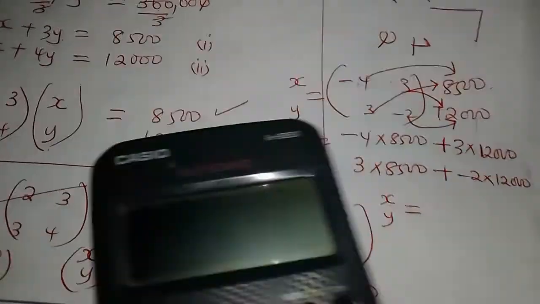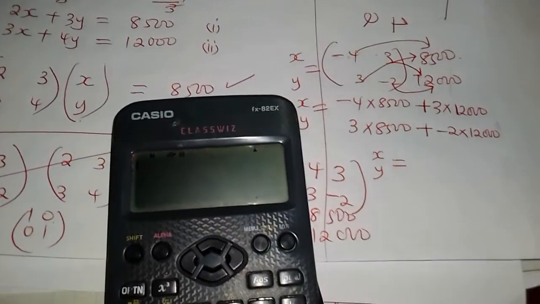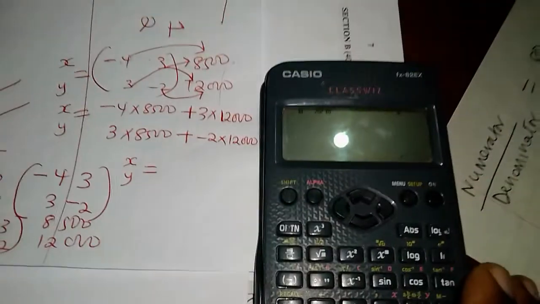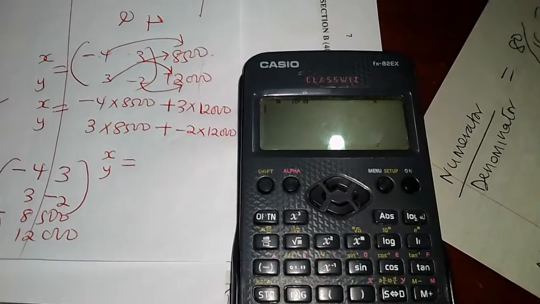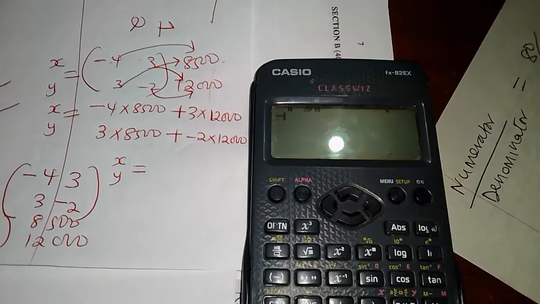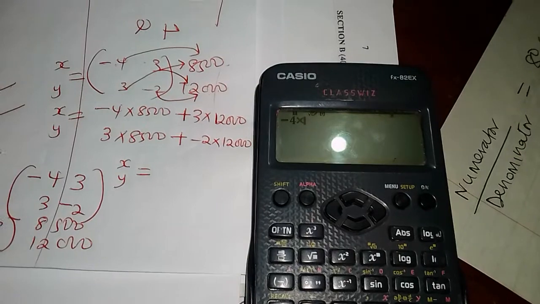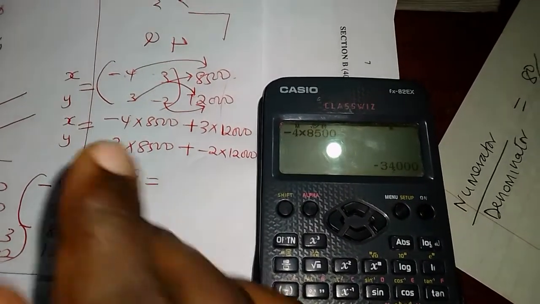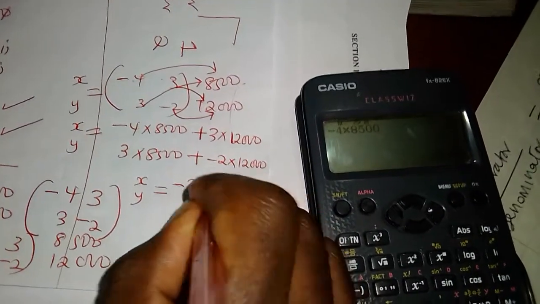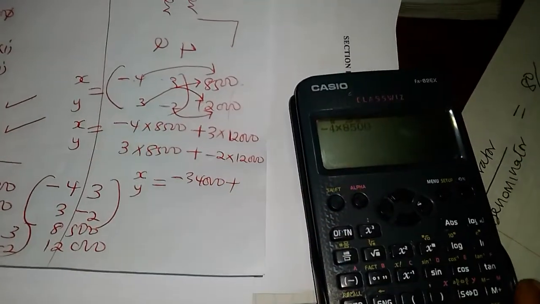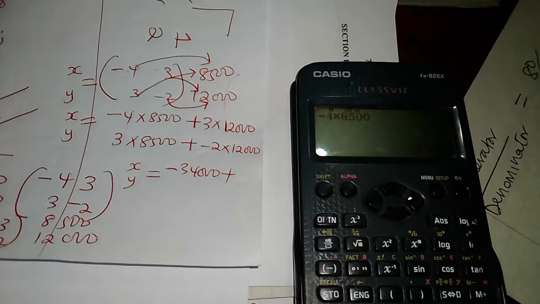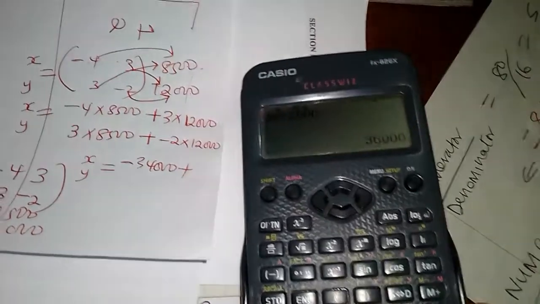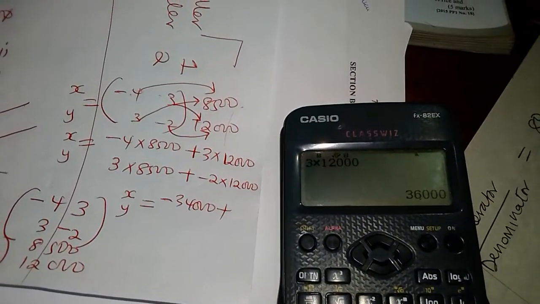So I'm going to my calculator. And what do I have? I'll begin with the first one. So I'll say -4, the first one, times 8,500. That gives me -34,000. Plus, we go to the next one, 3 times 12,000. That gives me 36,000. Good.